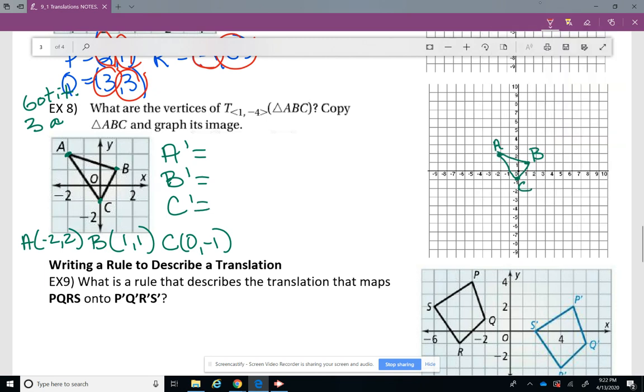All right, so I'm going to take negative 2, and I'm going to add 1 to it. I'm going to take positive 2 and subtract 4. So negative 2 plus 1 is negative 1. And 2 minus 4 is negative 2. So let's go plot that one. That's negative 1, negative 2, and that is A prime. Put it right up here. All right, B prime.